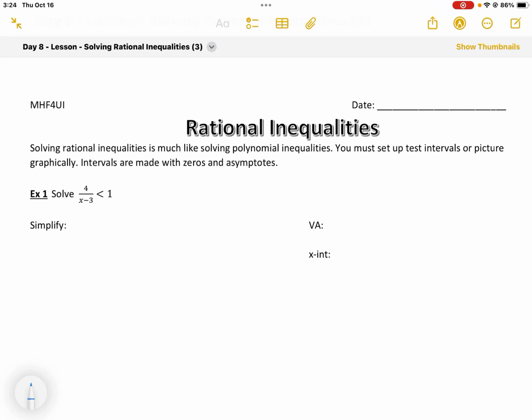This video goes over how to solve rational inequalities. So the first thing that we have to do always is to make it less than or equal to 0. So we're going to simplify that by moving the 1 over onto the left-hand side and then finding a common denominator.